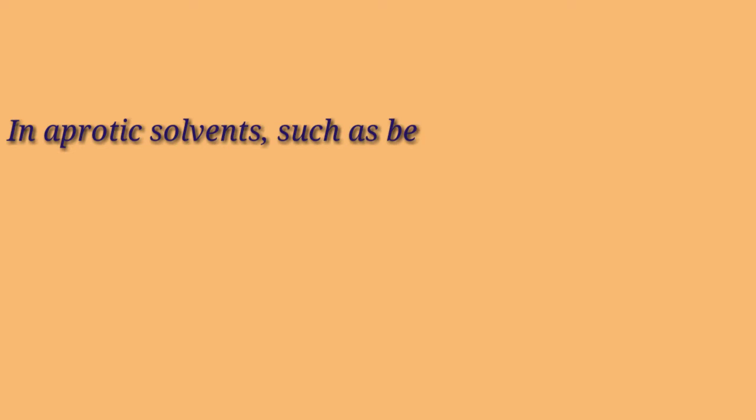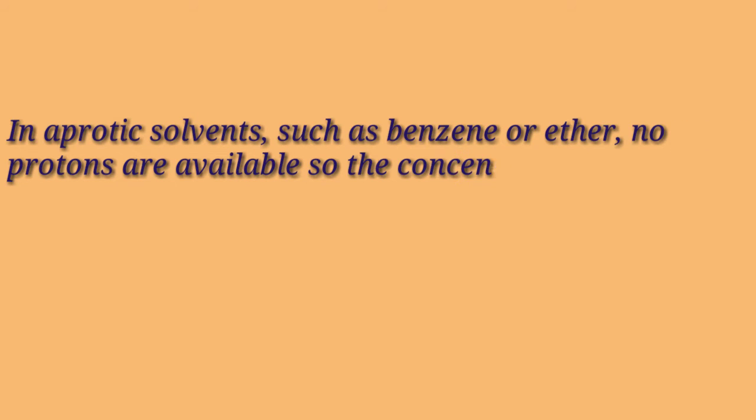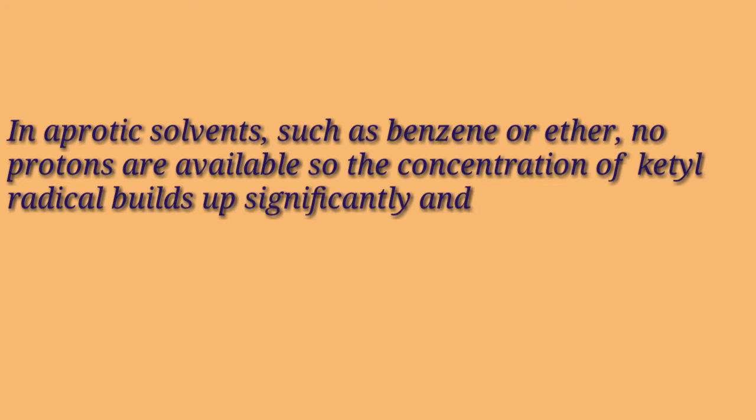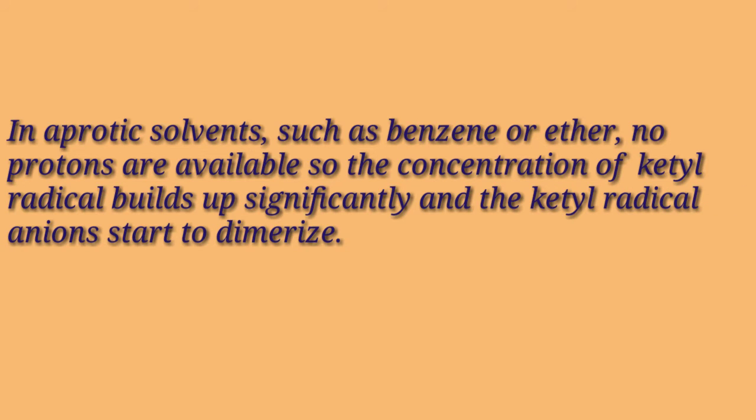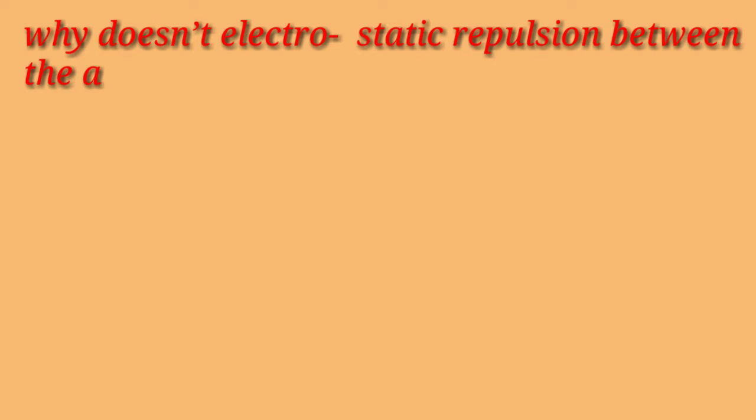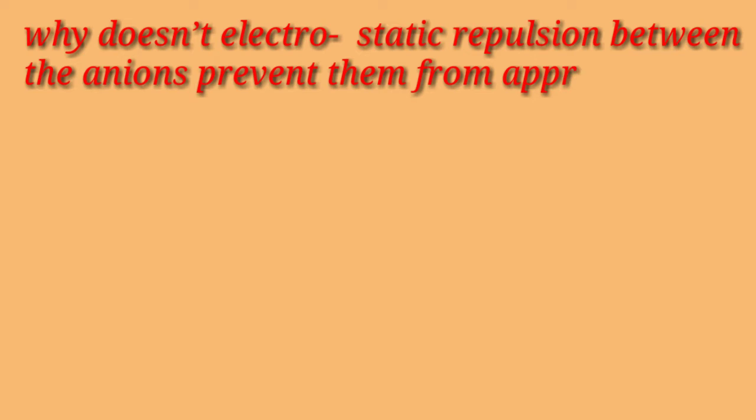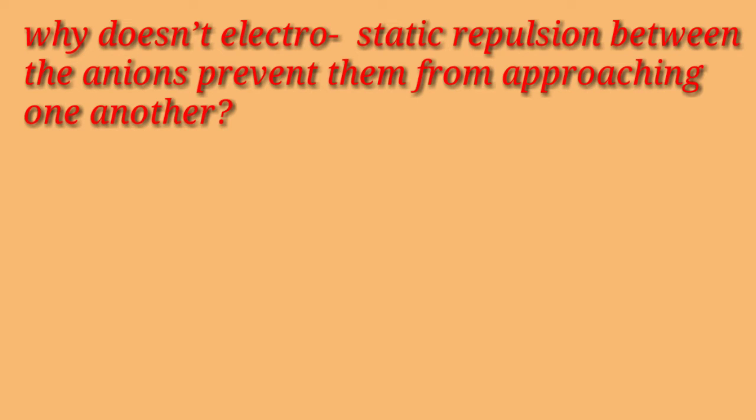In case of aprotic solvents such as benzene or ether, no protons are available. So the concentration of ketyl radical builds up significantly and the ketyl radical anion starts to dimerize. Now over here the question arises, why doesn't the electrostatic repulsion between the anions prevent them from approaching one another?